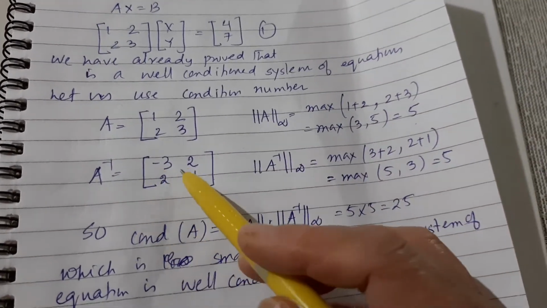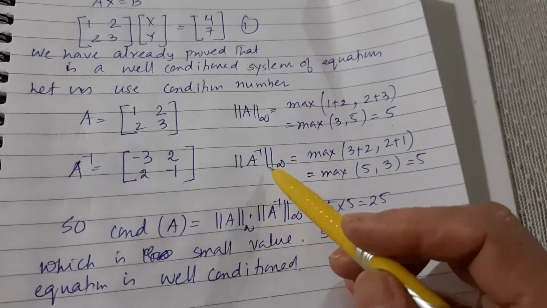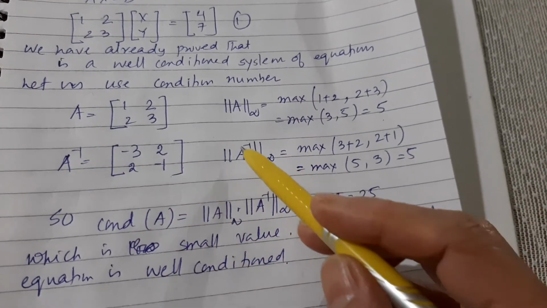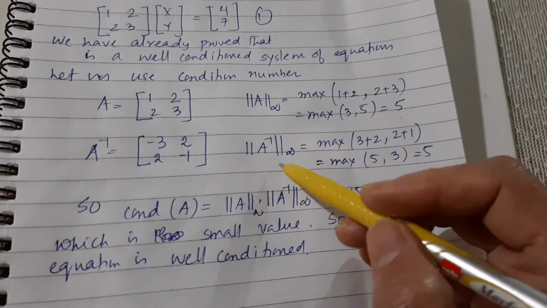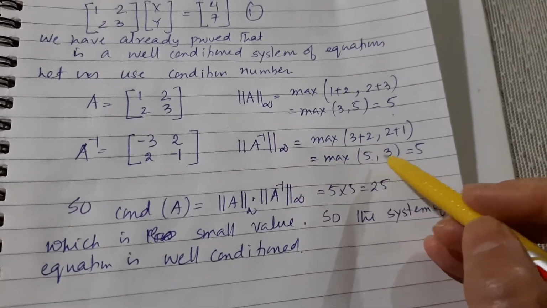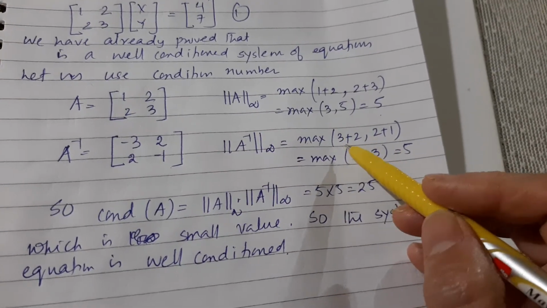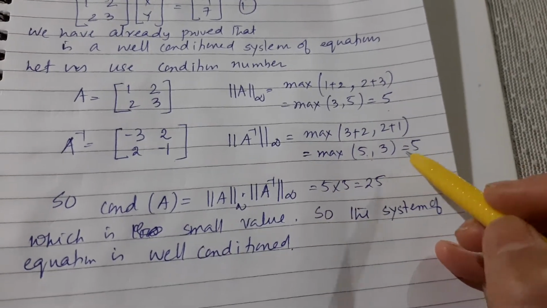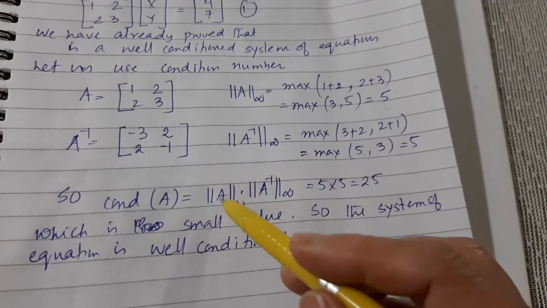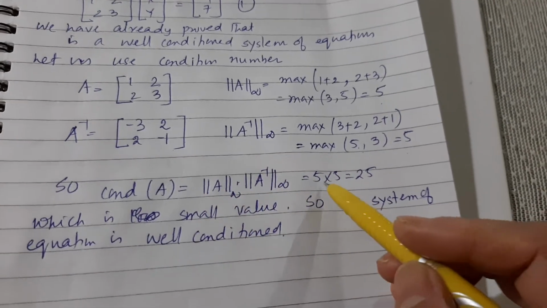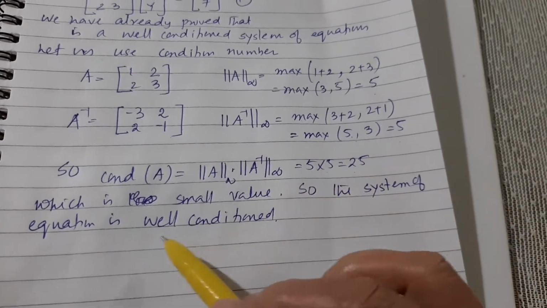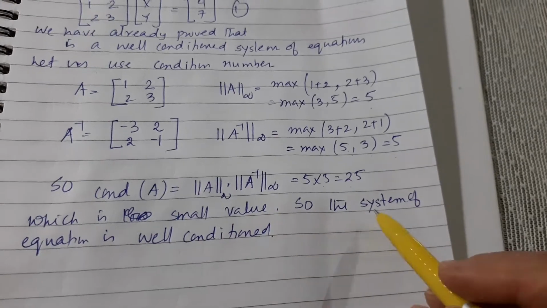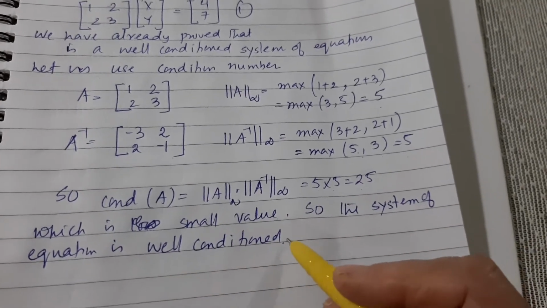Similarly, you can easily find A inverse. The infinity norm of A inverse is again 3 plus 2, the absolute value of -3, 3 plus 2, 2 plus 1. So, 5 comma 3, the maximum is 5. So, what is the condition number? The condition number is the product of these two values, 5 into 5 equals 25, which is a small value. So, the system of equations is well-conditioned.